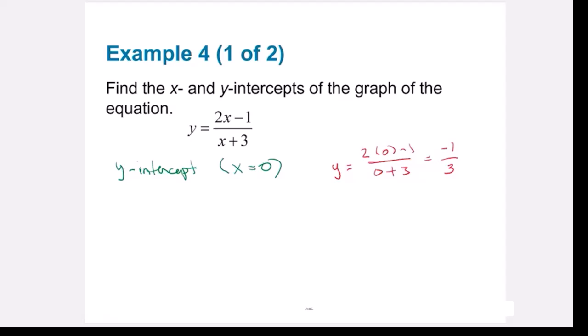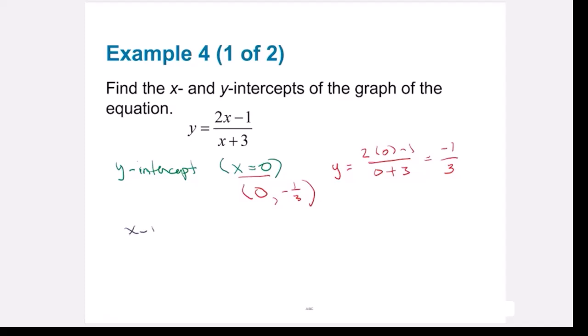If it just asks you for the value of the y-intercept, it's negative 1/3. If it says, what's the ordered pair? Well, I already said x equals 0. That's where I started. And when x equals 0, y equals negative 1/3. So that's the place where this graph crosses the y-axis, okay?